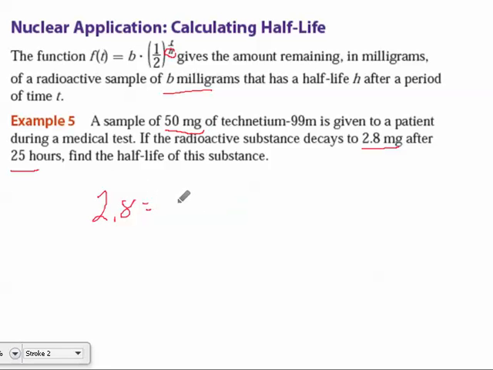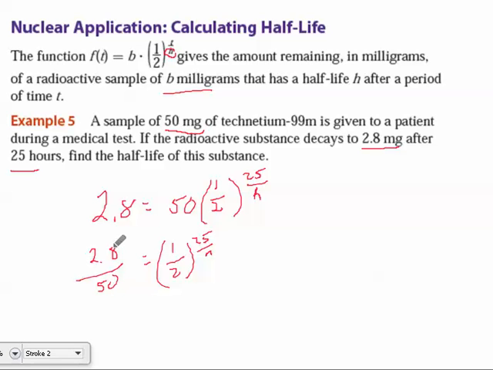2.8 is equal to 50 times 1/2 raised to the t, 25 over h. That's what we know right there. Okay, I'm going to get rid of the 50 to begin with, because 2.8 divided by 50 equals 1/2 raised to the 25 over h.